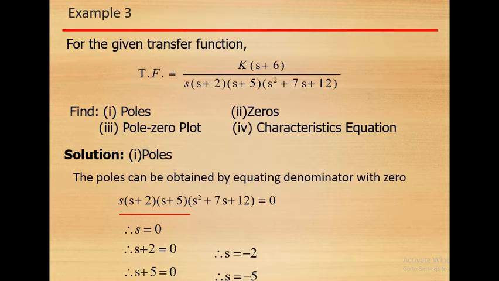Let us see the next example, in which we have to calculate 4 values. First we have to calculate the poles, then the zeros, then we have to draw the pole-zero plot based upon these pole values and zero values, and the last one is very simple, that is we have to find the characteristic equation. Here you have to consider one important thing: you must know how to factor the given equation.